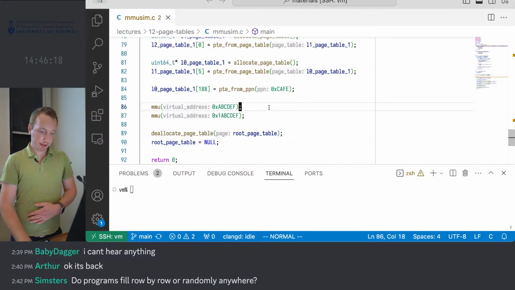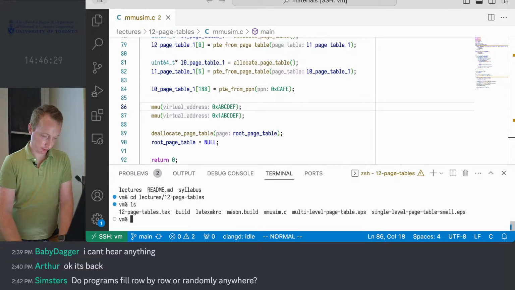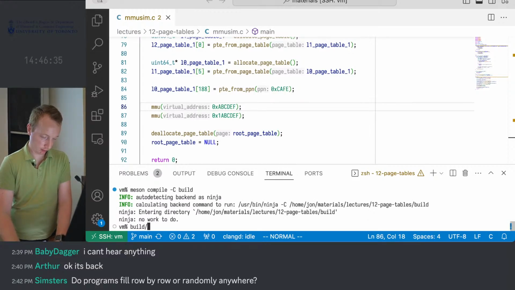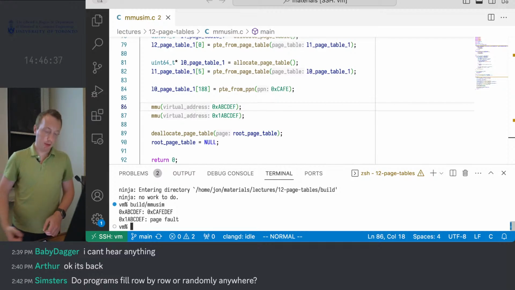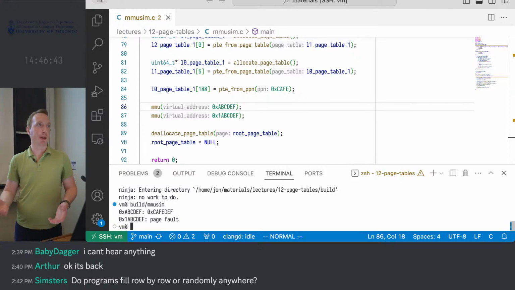So in this case, I'm going to translate two virtual addresses. I don't know why that looks weird. Okay, my shell died, cool. So if I do that, I get a valid translation, and I get a page fault, which just means that it couldn't translate the address.